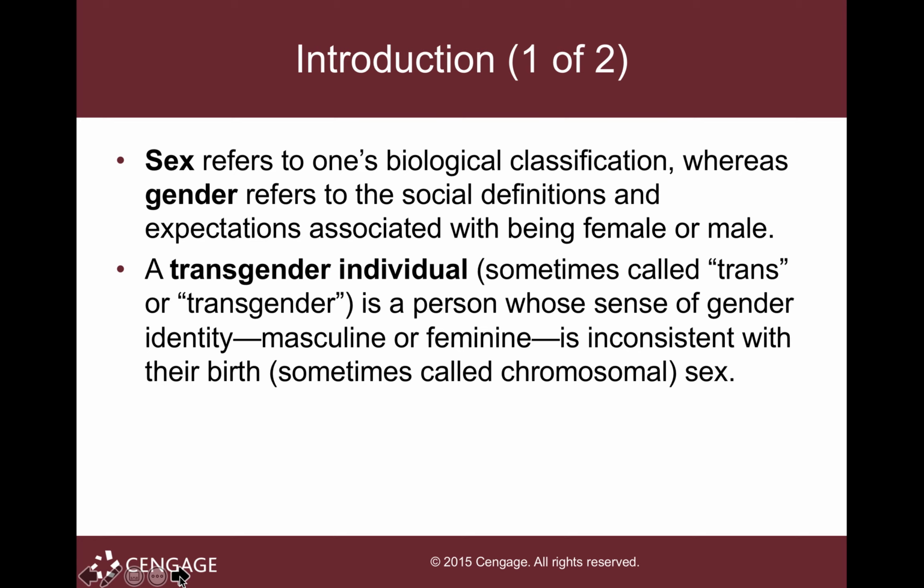So, a transgender individual, sometimes called trans, is a person whose sense of gender identity, masculine or feminine, is inconsistent with their birth, sometimes called chromosomal, sex. I'm sure most of you have heard about the topic of transgenders. It's all over social media, it's all over mass media, it's a conversation that society is having right now. But yeah, that's what transgender individuals mean.